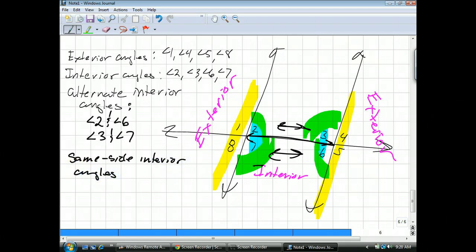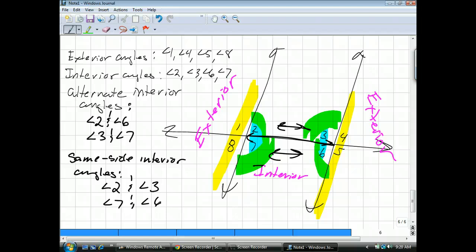Okay, and that's exactly what it says. Interior angles on the same side of the transversal. So in our picture, angle 2 and angle 3 would be one pair, and the other pair would be angle 7 and angle 6. Okay?